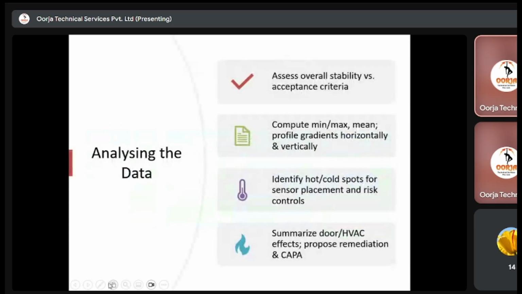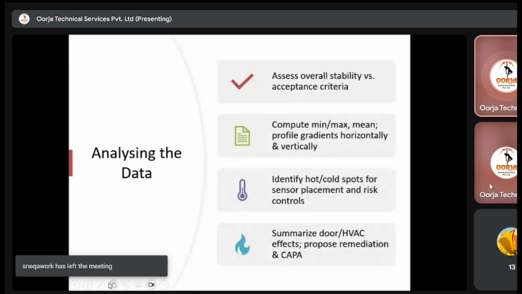Now, coming back to the analysis part. We have a set of data which we received from the data logger. Now we analyze that data. We compare that data with the acceptance limit defined in the protocol as per our requirement, meaning as per user requirement. Now, based on the data, we compute minimum, maximum, mean, and other parts of the analysis. Identify hot spot and cold spot for particular sensor placement.